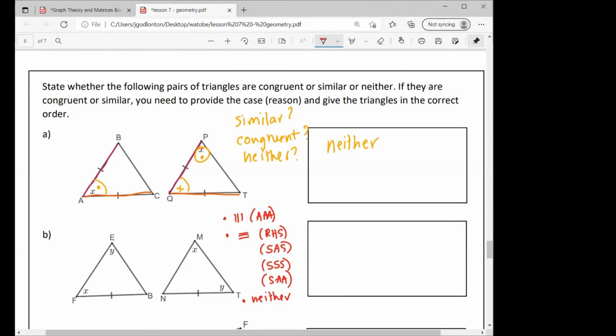And you guys are right. It is neither. The reason that it's neither is because this line here, in this picture, is opposite the y, and in this picture, it's opposite the x. So they are not in the same place as each other. If they were in the same place, then our line would have been here, and then we would have been able to say that they are congruent. So we would say neither.